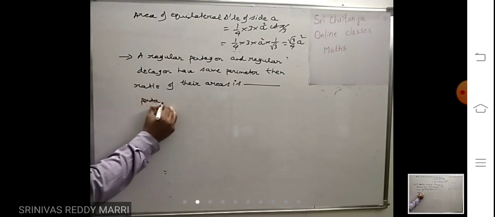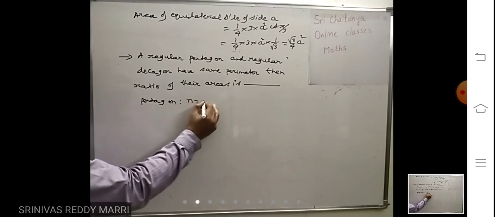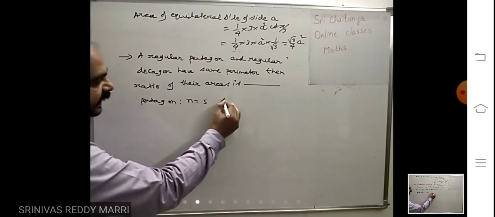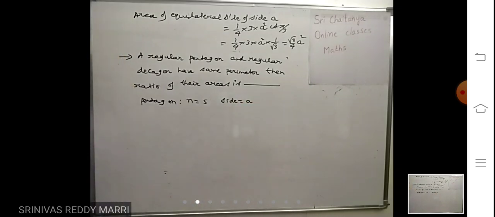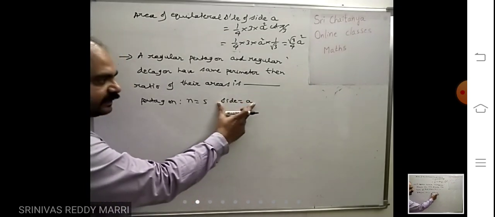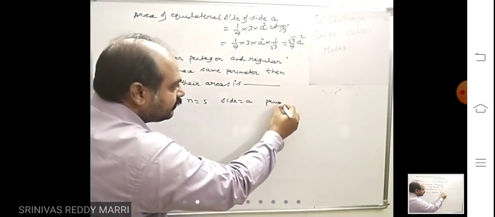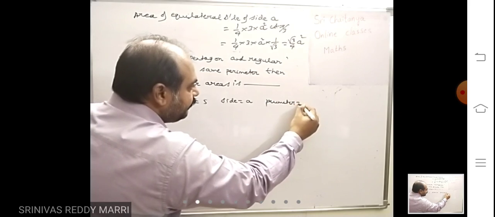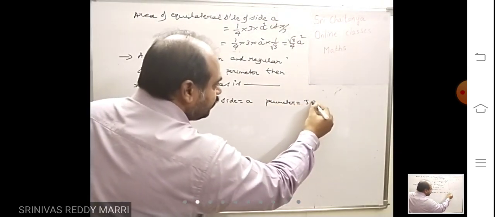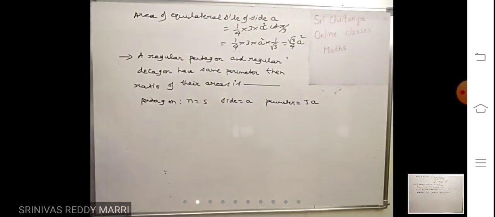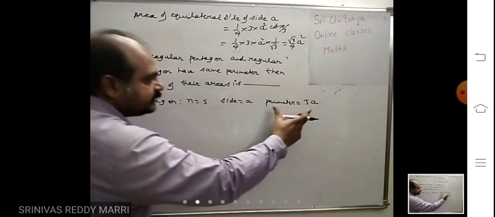First we will calculate the pentagon area. Pentagon means n equal to 5. Let us say the side length is a. So the perimeter is what? There will be 5 sides: a plus a and so on, 5 times. Perimeter is 5a. Right? For the pentagon, this is the one.